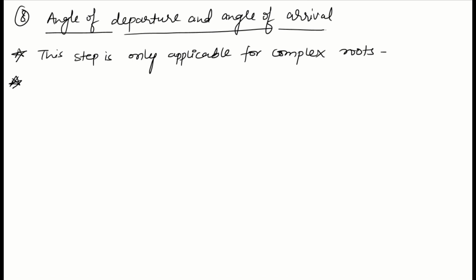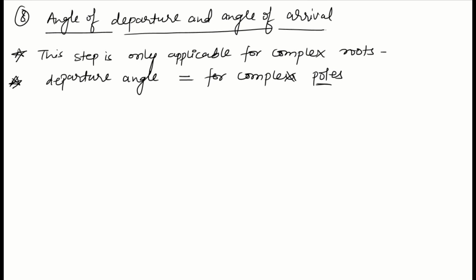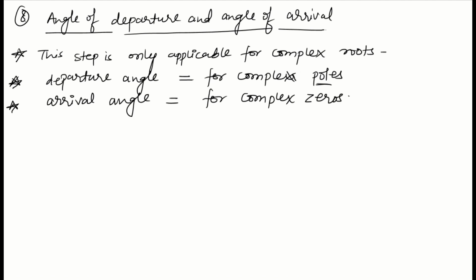The departure angle will be determined for complex poles, since the root locus originates from the poles. The arrival angle will be determined for complex zeros, since the root locus terminates at the zeros.